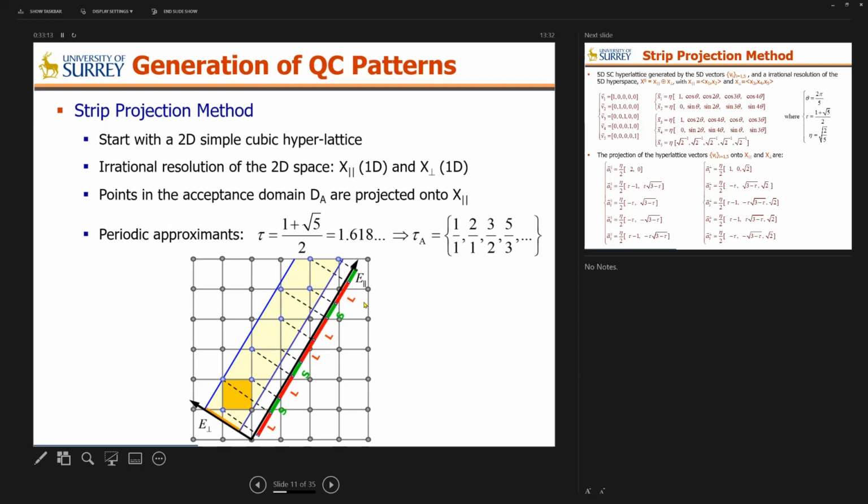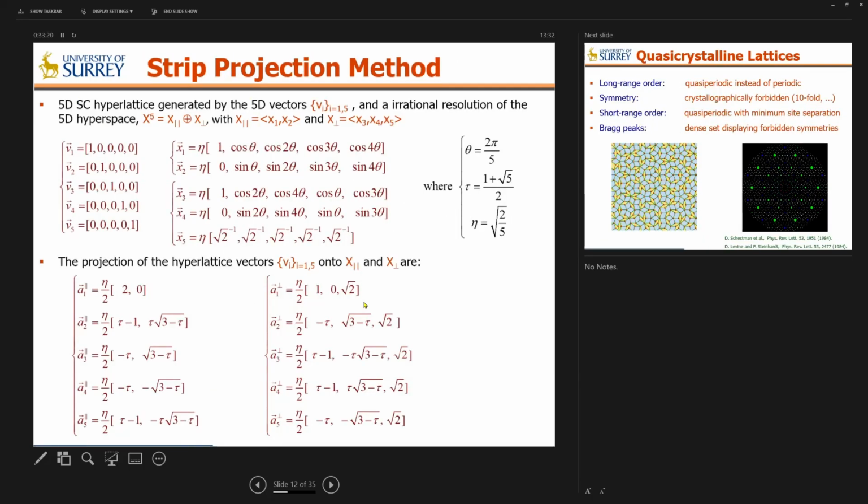Now, we can extend this to 2 dimensions. The mathematical formalism is much more complex. I won't go into the details of it. I will just tell you the story. I want a 2-dimensional quasi-periodic point pattern. I will go into a lattice in 5 dimensions. And in 5 dimensions, I will consider 2 spaces. One of them, a 2-dimensional space, and another one, a 3-dimensional space. 2 plus 3 makes 5, exactly the dimensionality of the hyperlattice I start with.